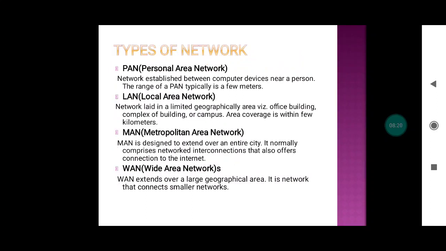Now another topic is types of network. When we talk about how a network is geographically located or deployed, the network is divided into PAN, LAN, MAN, and WAN. So what is PAN? PAN is a personal area network that is deployed in a very small area. For example, we connect to another device using Bluetooth. So in such a short range, when we set up a network, it comes under the PAN. It is a network established between computer devices near a person. The range of a PAN is typically a few meters.